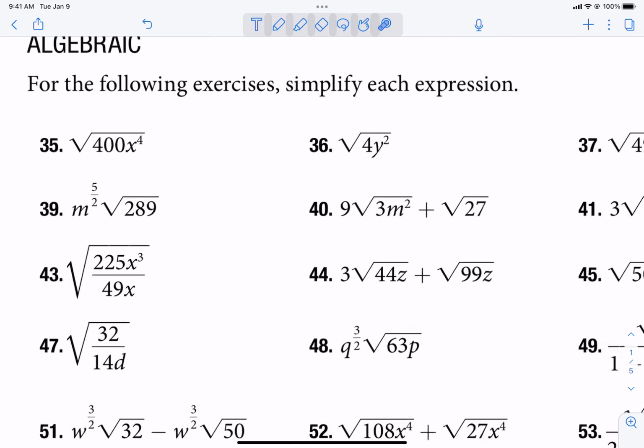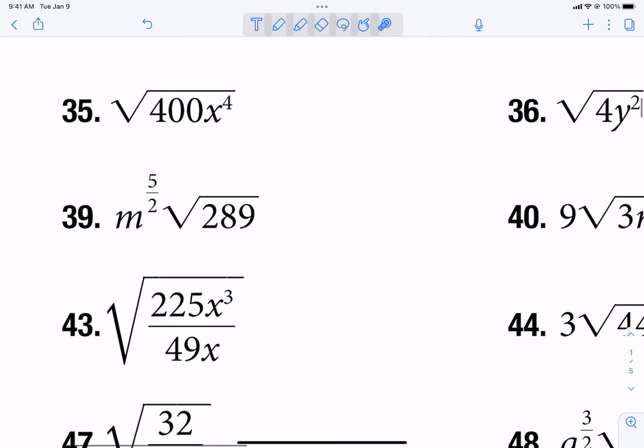So let's just start out with this first one here. You kind of separate it into 2 pieces. The square root of 400, what number squared gives you 400? 20. And then our power gets cut in half, because the square root is what number squared would be x to the 4th. So just cut the power in half. So that's x squared. So that's as easy as it is, okay?